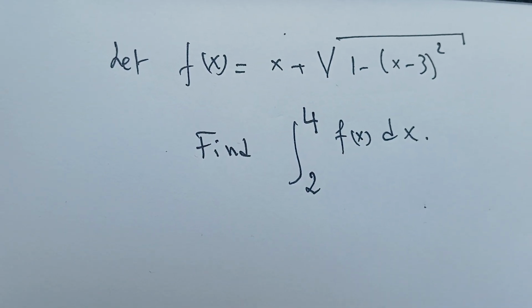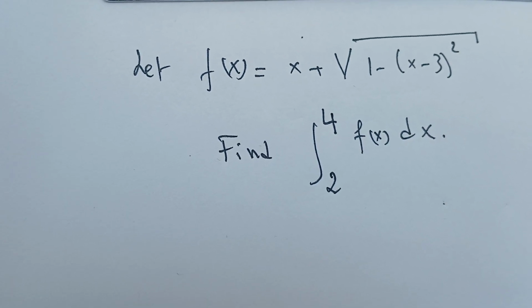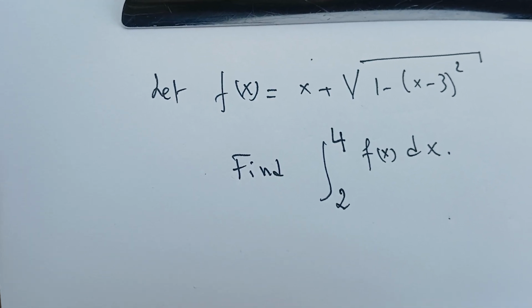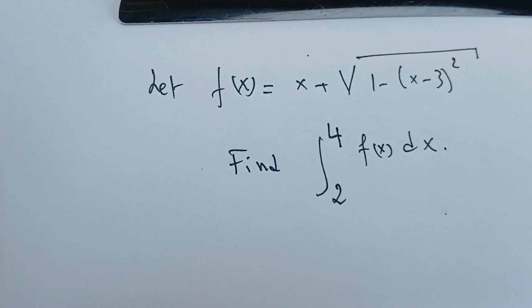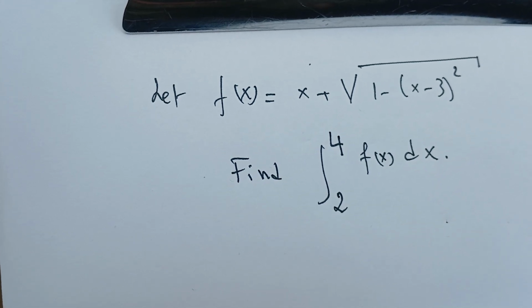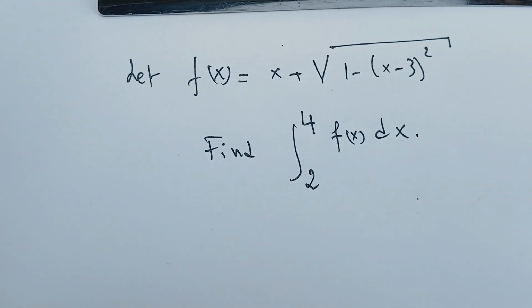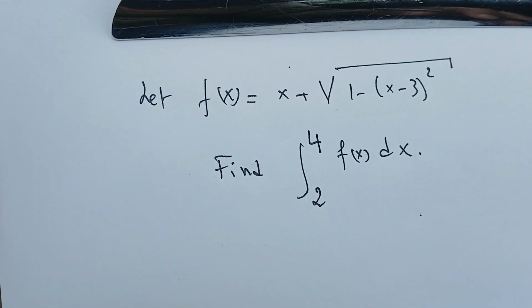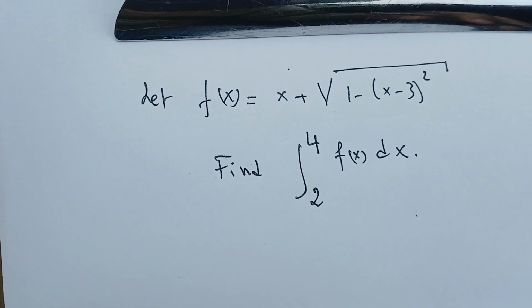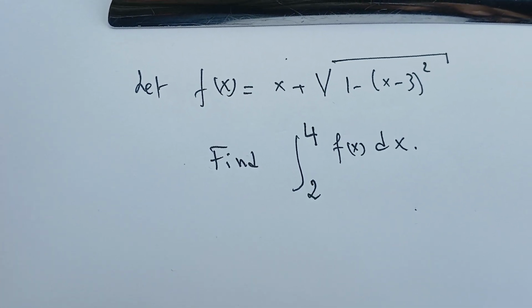In this example, f of x is x plus the square root of 1 minus (x minus 3) quantity squared. We want to compute the integral between 2 and 4. Sometimes there are easy ways to compute integrals like this one. In this case, we don't need to use calculus to find this integral. We just have to be careful and see what we can get.